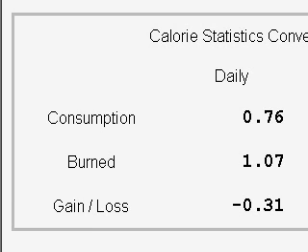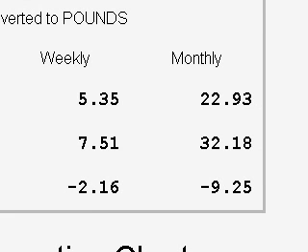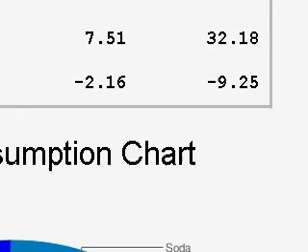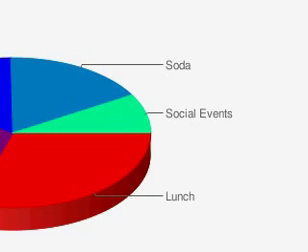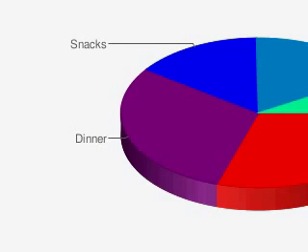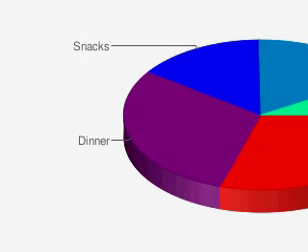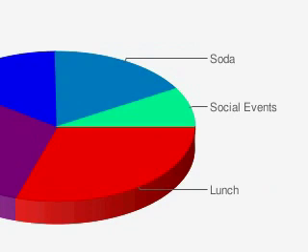And then what it does is it converts it to pounds. Okay, so you can see this guy would probably lose 9.25 pounds per month. Now, the important part of this page is an actual chart. So what you can see here is: use this chart to spot any trends in a diet.